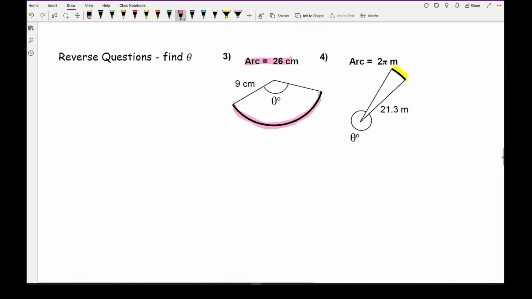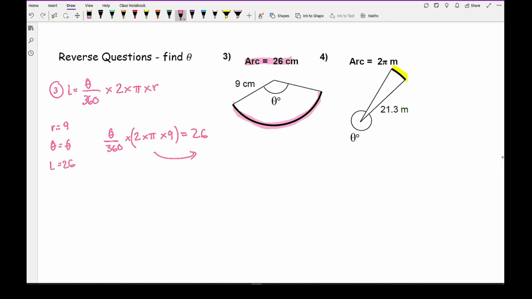So looking at question 3, with question 3, I'm going to write down the formula again. I've got the length equals theta over 360 times 2 times pi times r. Now in question 3, I've got that r equals 9. Theta is what I don't know, so I'm just going to call that theta, and L is 26. So substituting these numbers in, what I get is theta over 360 multiplied by 2 times pi times 9, and that equals 26.